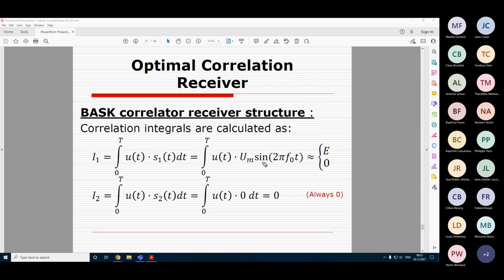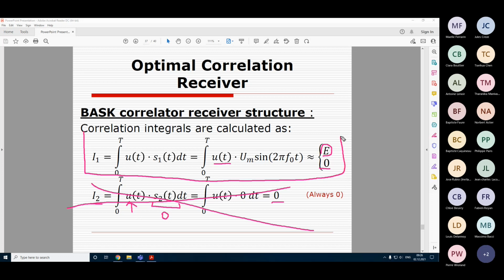Consider that right now we do not have any noise. If U is going to be S1, the result of integration will be energy. If U is going to be S2, the result of integration is going to be 0. And the second integral, regardless of what U is, will always be 0. If it is S1, it's 0. If it is S2, it's 0, because this S2 is 0. So we don't even calculate it. Instead, we are going to make the decision based on the first integral.